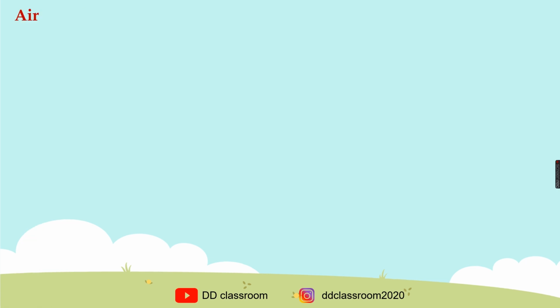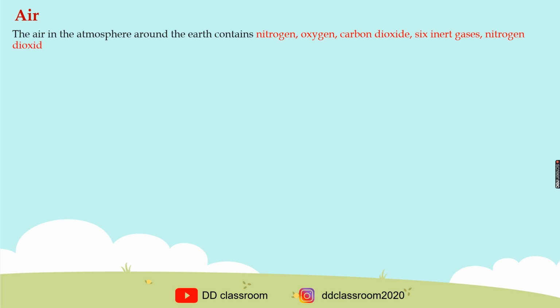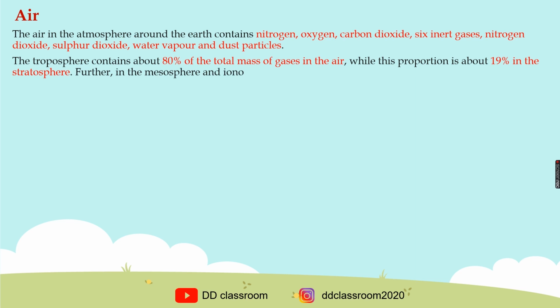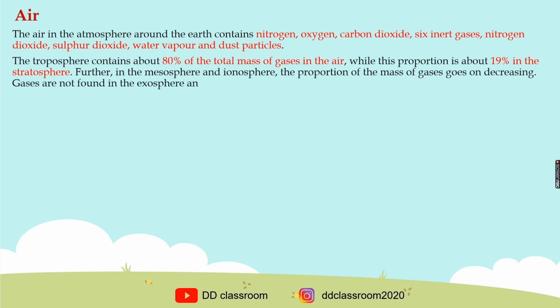Air. The air in the atmosphere around the Earth contains nitrogen, oxygen, carbon dioxide, inert gases, nitrogen oxide, sulfur dioxide, water vapor, and dust particles. The troposphere contains about 80% of the total mass of gases in the air, while this proportion is about 19% in the stratosphere. Further, in the mesosphere and ionosphere, the proportion of this mass of gases goes on decreasing. Gases are not found in the exosphere and beyond.